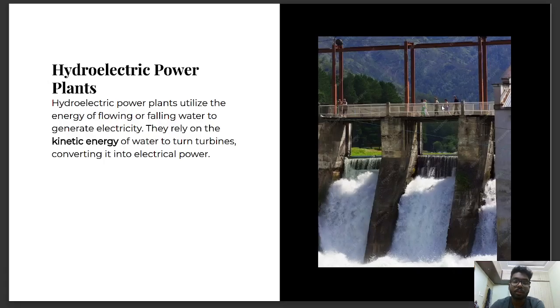Hydroelectric power plants. Hydroelectric power plants utilizes the energy of flowing or falling water to generate electricity. They rely on kinetic energy of water to turn turbines, converting into external power. So hydroelectric power plant, as we know that these use water, the flow of water that from the dam is taken from a conveyor belt, and when the turbine is there, the fast moving water moves the turbine, and after moving the turbine, electricity is produced.